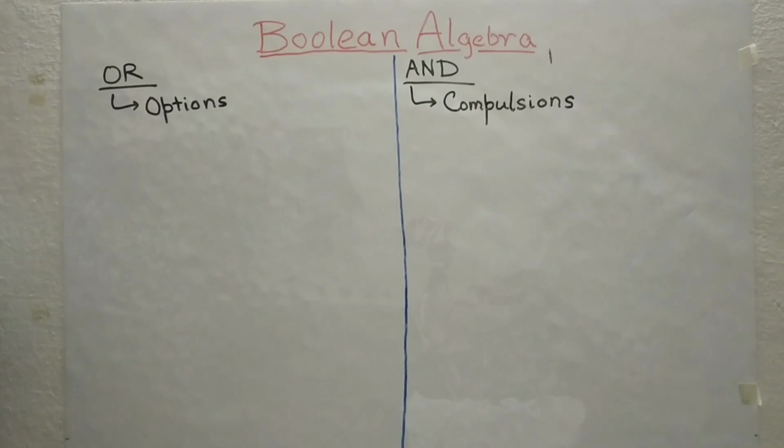Okay, so what does OR stand for? OR stands for options. And what does AND stand for? AND stands for compulsions.